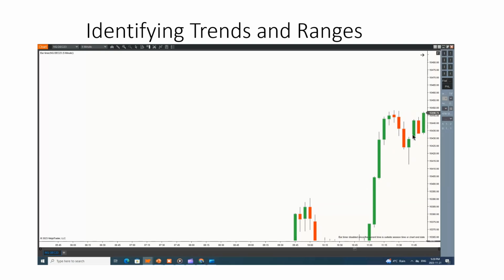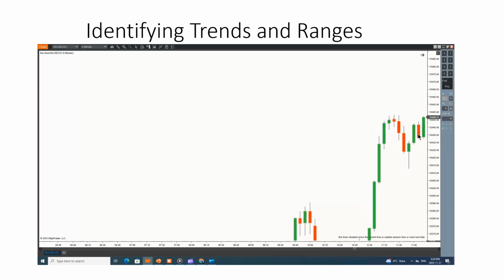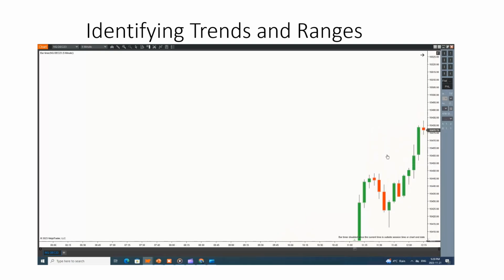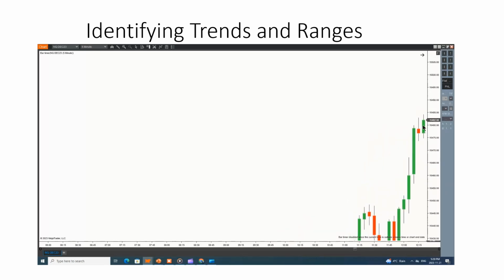Market is in an uptrend. Last three bars are of green color. Last three bars out of the last four bars are of green color. Market in an uptrend. Okay, see this bar, the close of this bar is above the high of this bar. So the market is in an uptrend.